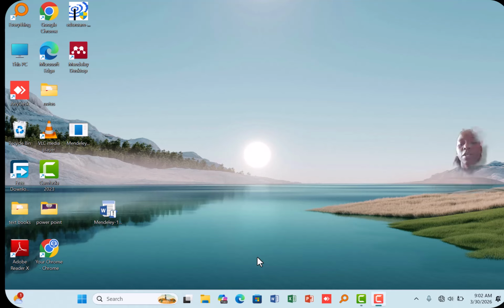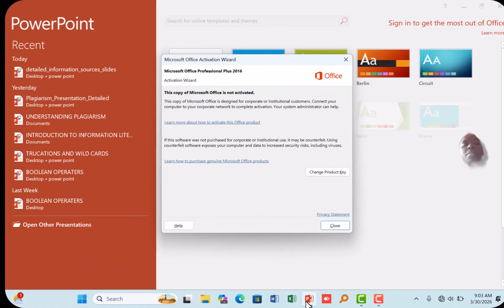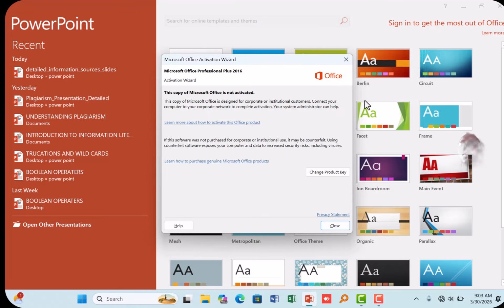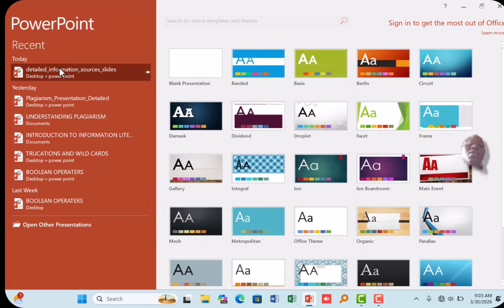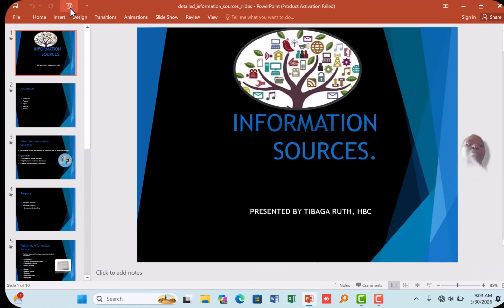Today we are going to talk about published information, where we get that published information, and in which forms it comes. So let's open our slides and see what we are going to talk about today. We are going to talk about information sources. That's what we are going to look at.